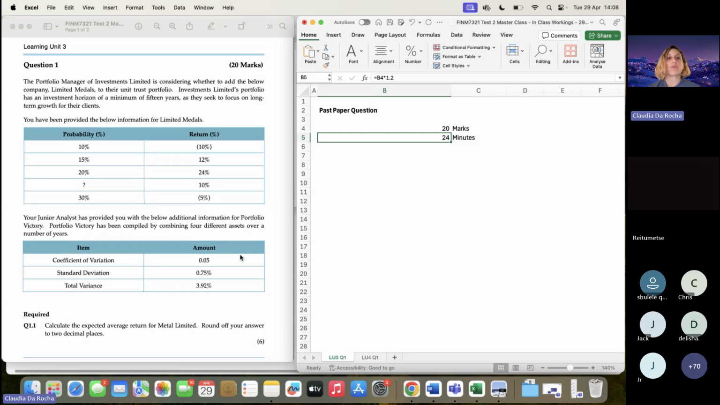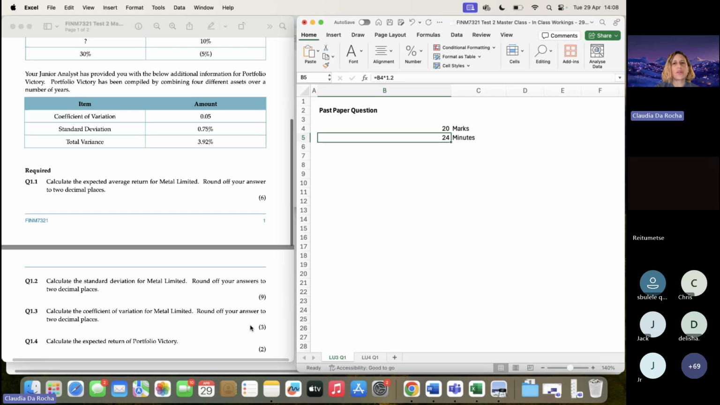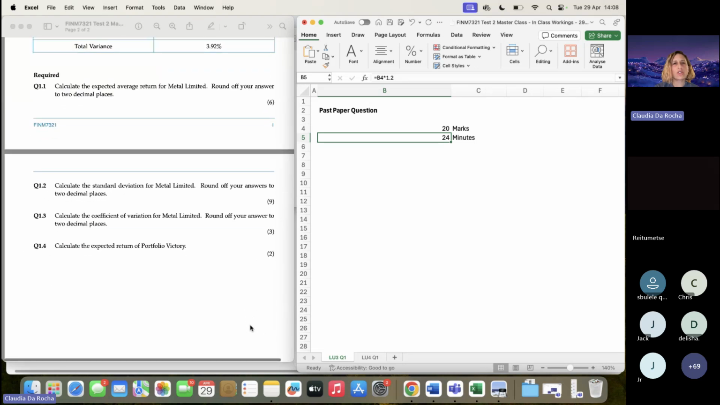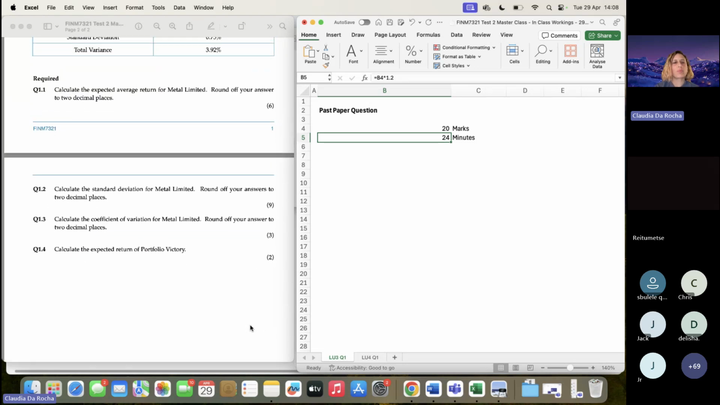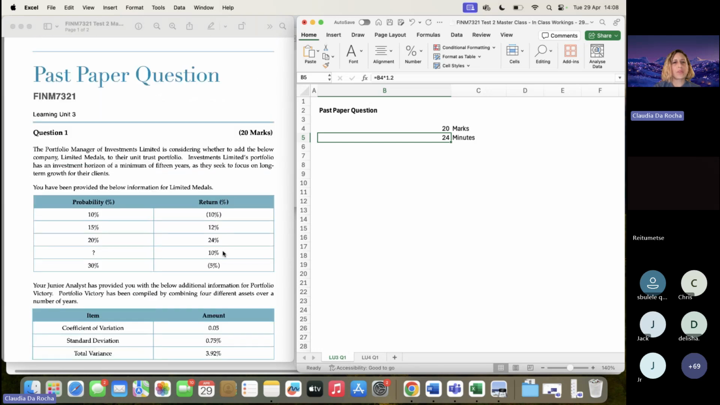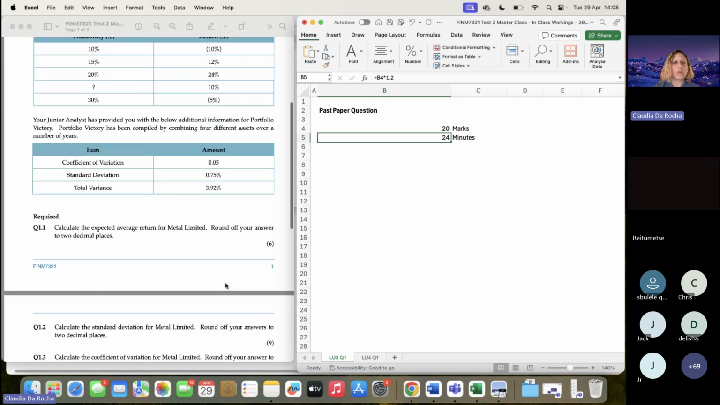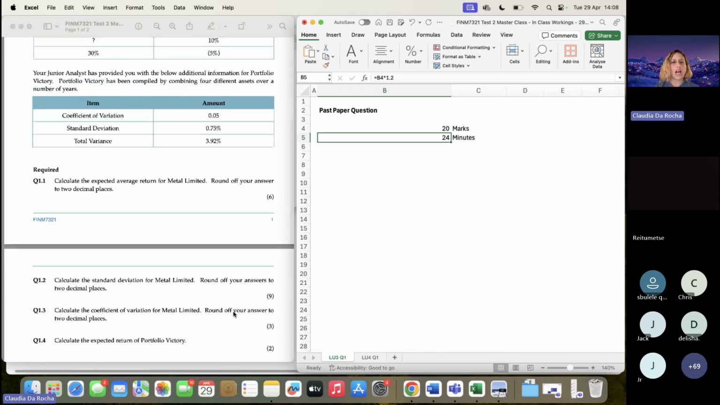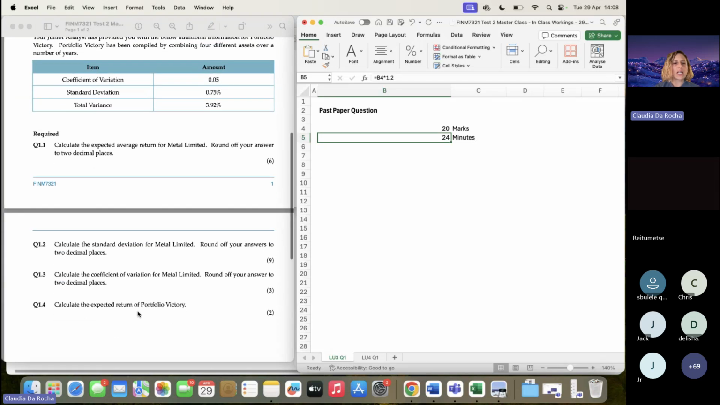So it's not of a portfolio. The portfolio one is more difficult, but the same principles that apply here apply to a portfolio. All right, so let's look at the required first. So once we've looked at the marks and how long it's going to take us, let's look at the required. So number 1 says calculate expected average return for Metal Limited. So that actually should be Investments Limited. And round off your answer to 2 decimal places. Calculate the standard deviation. Calculate the coefficient of variation, and then calculate the expected return of Portfolio Victory.